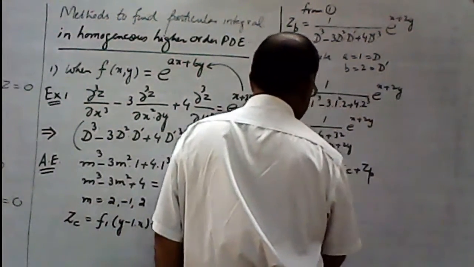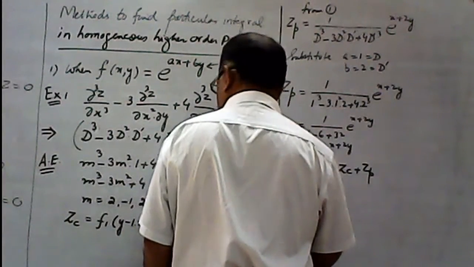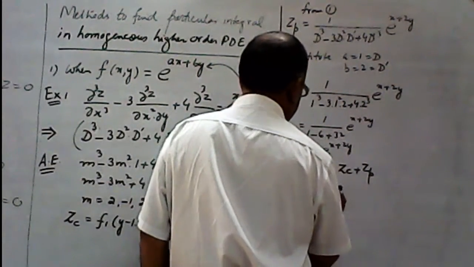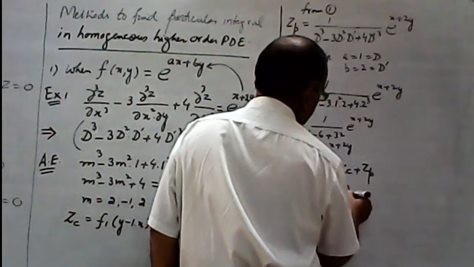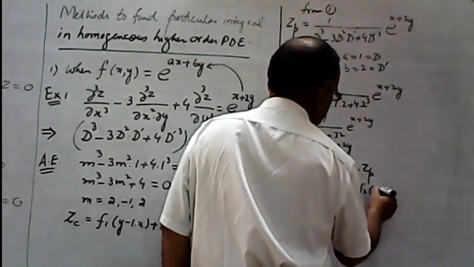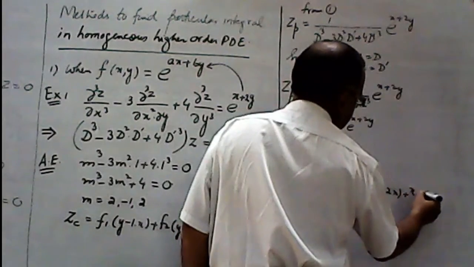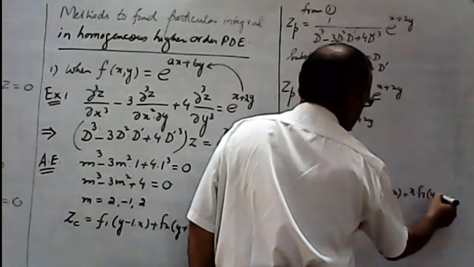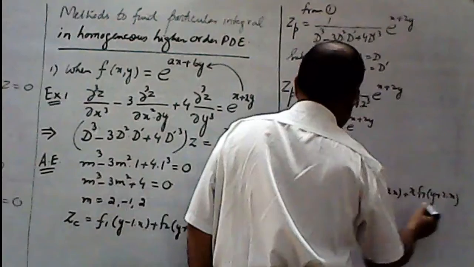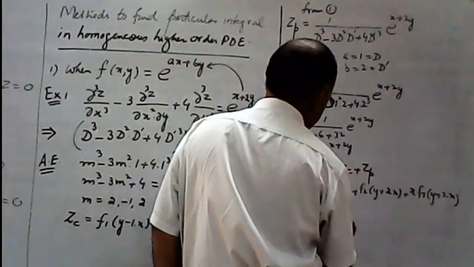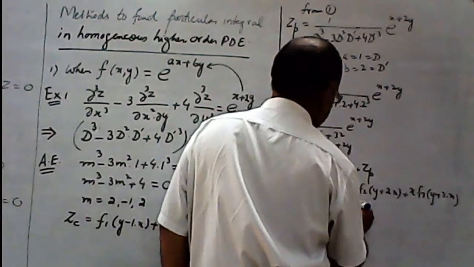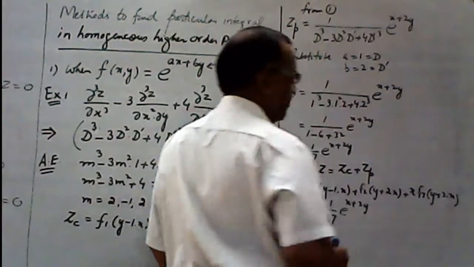Hence writing the final answer, that is z equal to zc plus zp. So z equal to zc was f1(y minus 1x) plus f2(y plus 2x) plus x f3(y plus 2x), and plus 1 upon 27 e power x plus 2y.